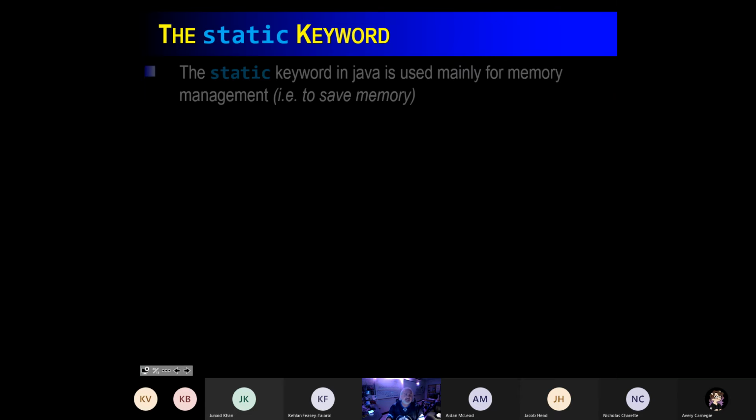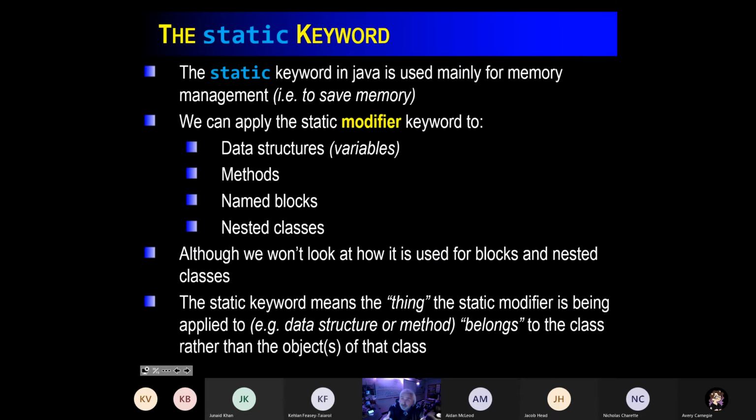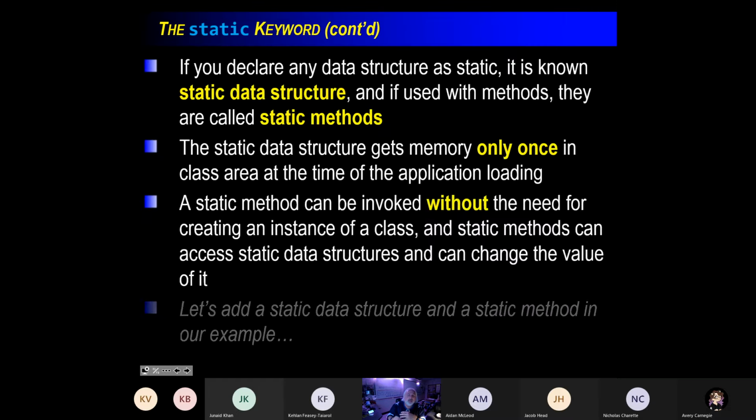So this relates to the keyword static that we just talked about. Static can be used as applies to variables or data structures, and to methods. We did both of those. There are also other things that static can be connected to, named blocks and nested classes. But those are things I don't want to get into. They're not that widely used. We're not going to look at those, okay?